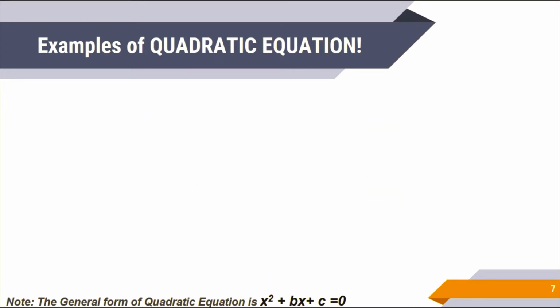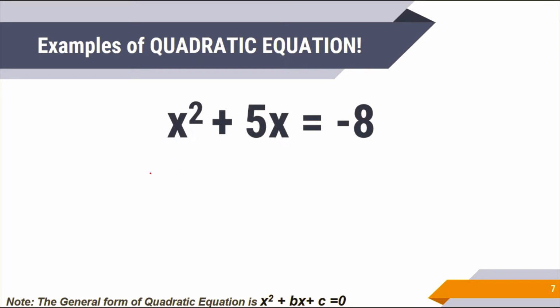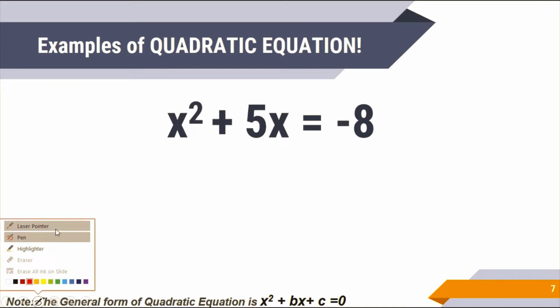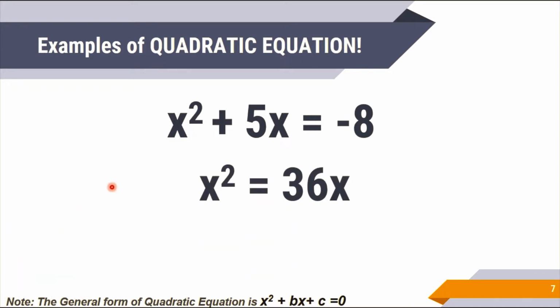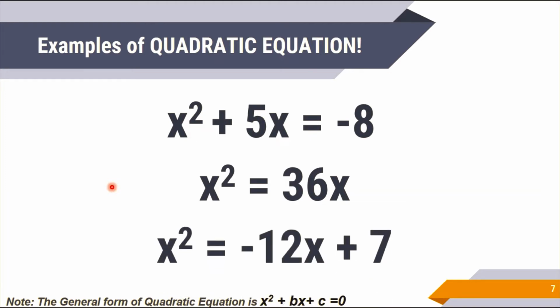Next examples of quadratic equation, we have x squared plus 5x is equal to negative 8. We have also x squared is equal to 36x. And x squared is equal to negative 12x plus 7. So our first idea again about quadratic equation is the highest exponent is 2. It is way different from the first set of equations because these are not yet in general form. The terms of the equations are distributed to left and right side of the equations.